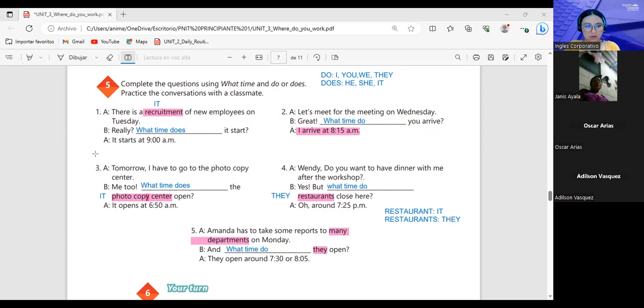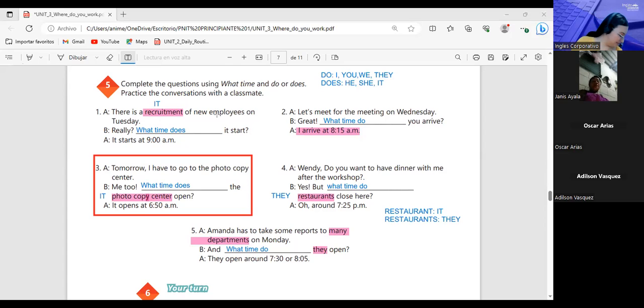Adilson, go please with number three. Read the conversation, please. Tomorrow I have to go to the photocopy center. Me too. What time does the photocopy center open? It's open at 8:00. At 8:00? Are you sure? 8 a.m.? 6. 6 a.m.